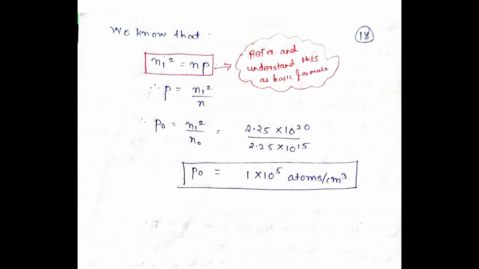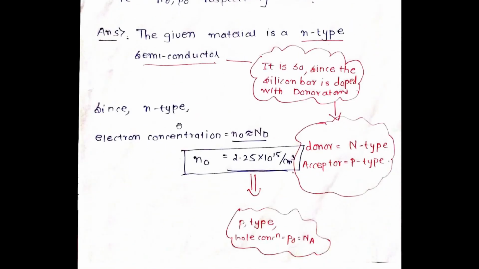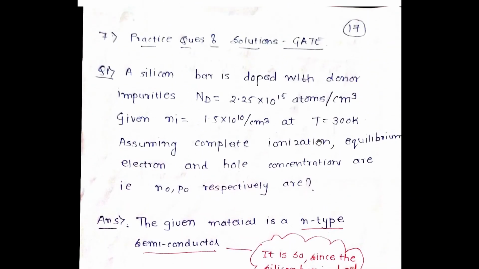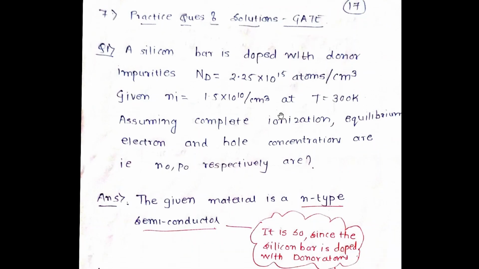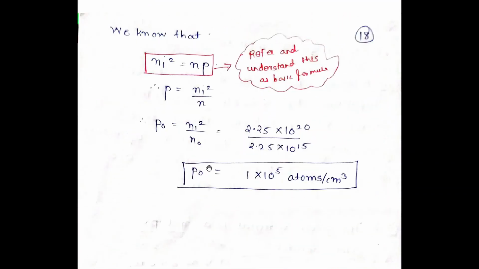Therefore, the final formula is ni square is equal to n into p, so p is equal to ni square by n. Hence, from this formula, I get my hole concentration p, and I get my electron concentration n. I hope I am very clear with this. This is a basic formula wherein they told that the silicon bar is doped with donor atoms, hence n is Nd. Once you know n, you can also get p from this basic formula.